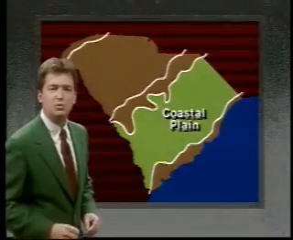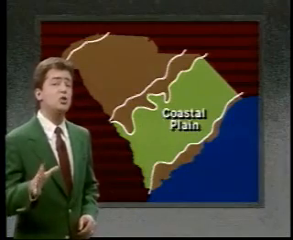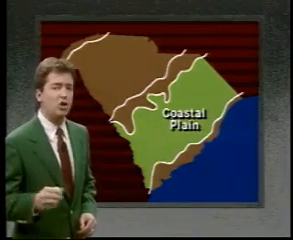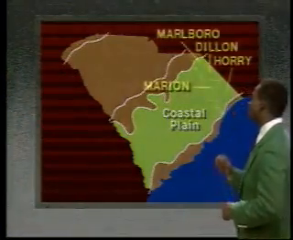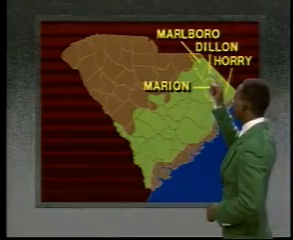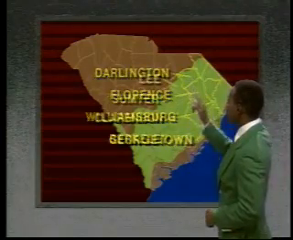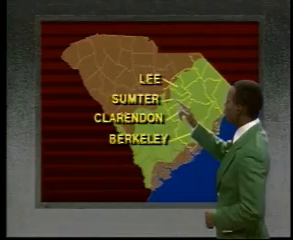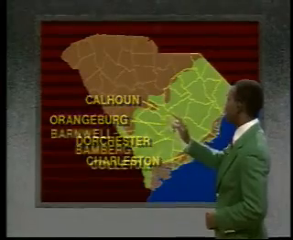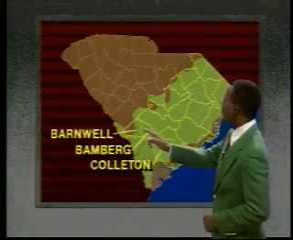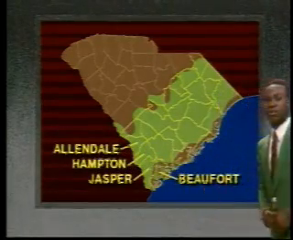In South Carolina, the coastal plain ranges variously between 120 and 150 miles wide. It includes almost two-thirds of the state, making it South Carolina's largest landform region. Counties that are generally identified with the coastal plain are Horry, Marion, Dillon, Marlboro, Georgetown, Williamsburg, Florence, Darlington, Berkeley, Clarendon, Sumter, Lee, Charleston, Dorchester, Orangeburg, Calhoun, Colleton, Bamberg, Barnwell, Allendale, Hampton, Jasper, and Beaufort counties.